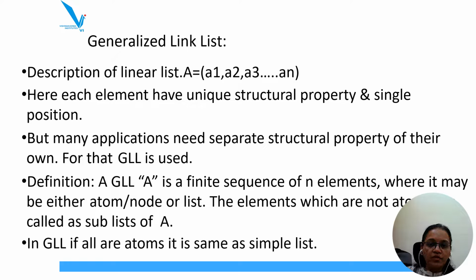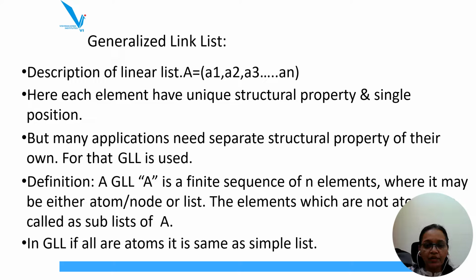Right? Generally, in a linear list, all these elements from A1 to AN have a unique structural property and a single position. Unique structural property means what? Suppose I create a list of, say, fruits, so it will contain all the fruits. A list of dates will contain all the dates. A list of integers, all integers. A list of float values, all floats. Likewise, they have the unique structural property.